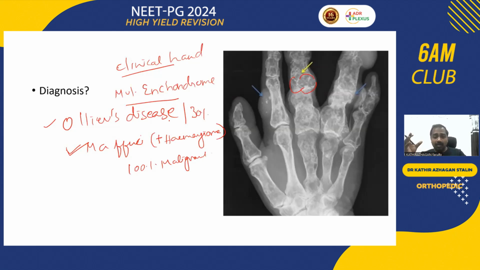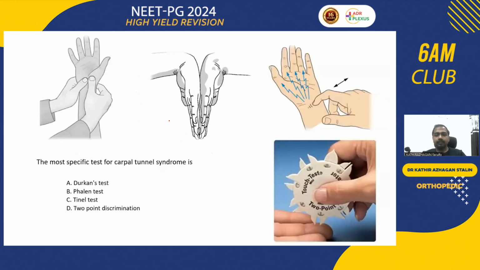The most common benign bone tumor of the hand is enchondroma. If it is multiple, Ollier's or Maffucci. If it is with hemangioma, it is Maffucci. And Maffucci is 100% malignant. Ollier's is 30% malignant, and a solitary single enchondroma is less than 5% malignant. This was a classical question tested multiple times.